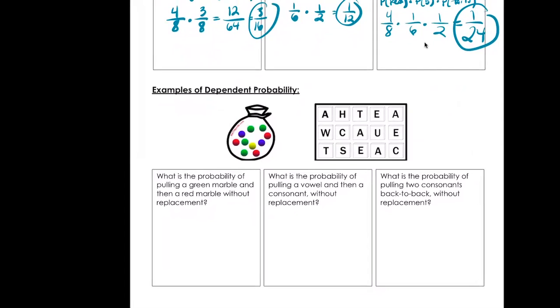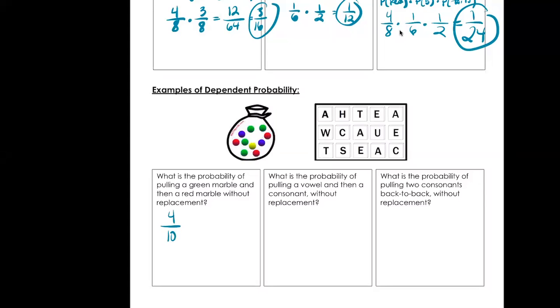So without replacement means that you're gonna pull one out and you're not going to put it back. Without replacement is the most common type of dependent probability that you're gonna see. That's what you're gonna see in the test. So green marble, there are 4 green marbles out of 10 altogether. So 4 out of 10 is the probability of getting green.